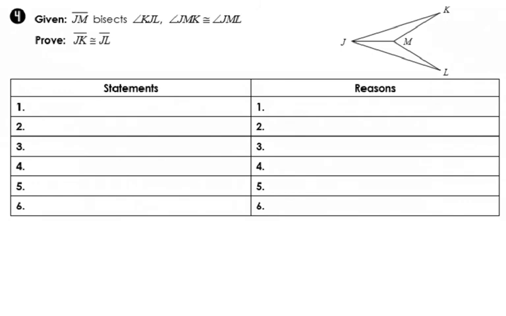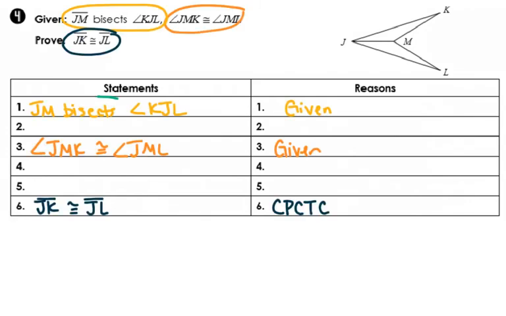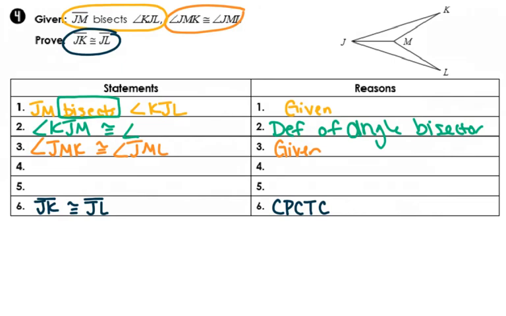Alright, let's just do a couple more, and then I think you'll get this one. So try as much as you can, and 1, 2, 3. Okay, so if I use the word bisect, then I have to use the definition of angle bisector. And so I'm going to say angle KJM is congruent to angle LJM. And then I can mark that on my paper.